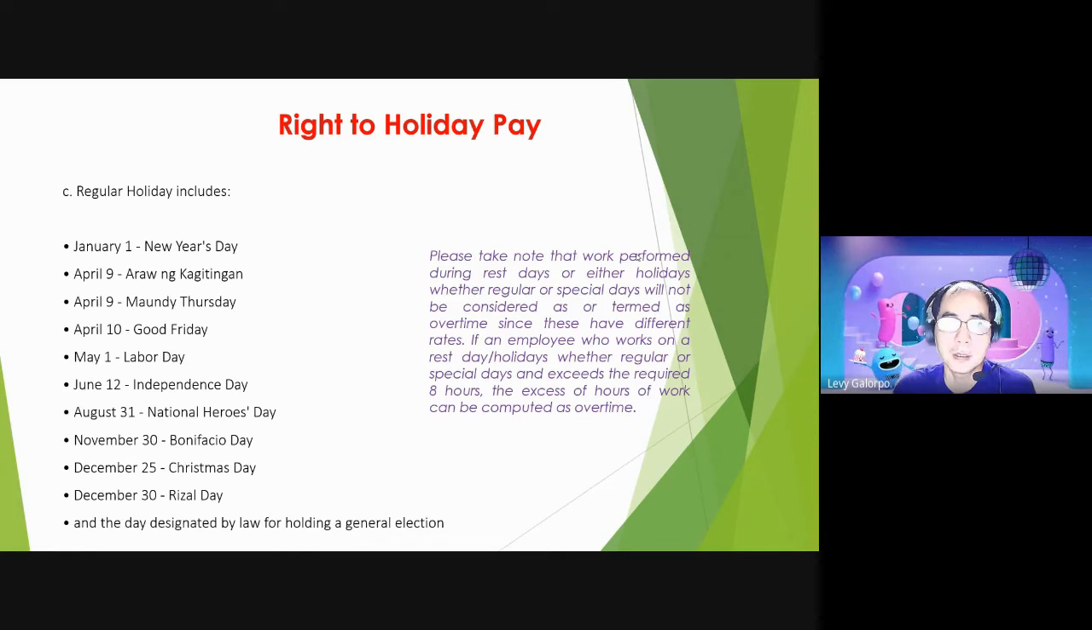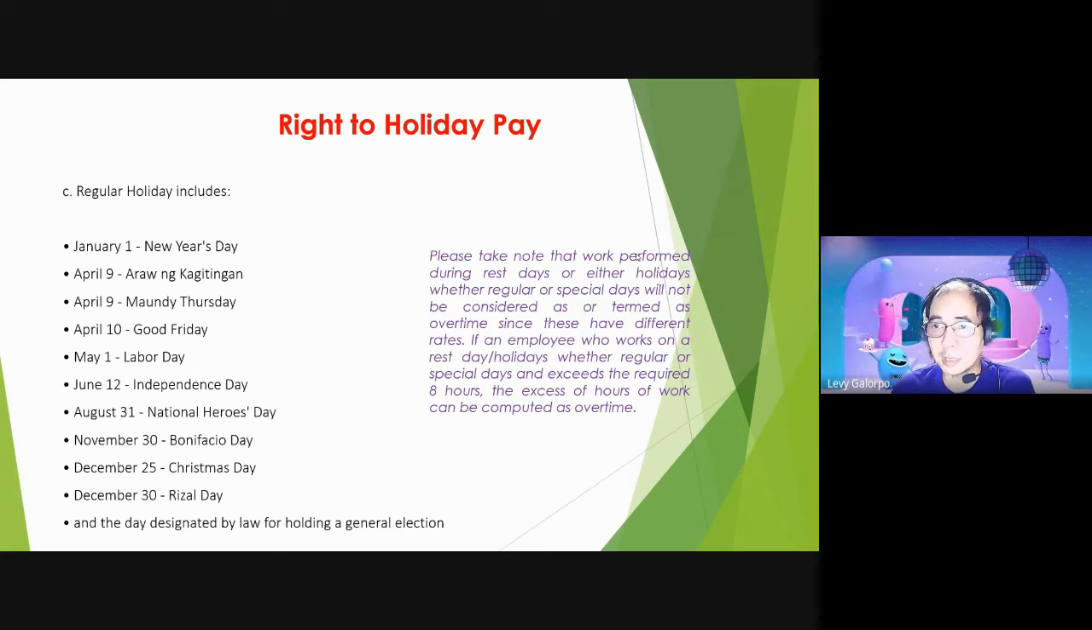Ito yung mga regular holiday. O, legal holidays yan, no? January 1, April 9. Okay, katas pag pumasok yung Monday, Thursday, tapos Good Friday, yung Labor Day, Independence Day, National Heroes Day, Bonifacio Day, Christmas Day, Rizal Day, tsaka yung iba pa na designate for holding a general election.